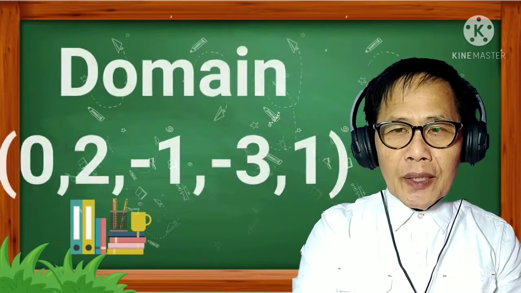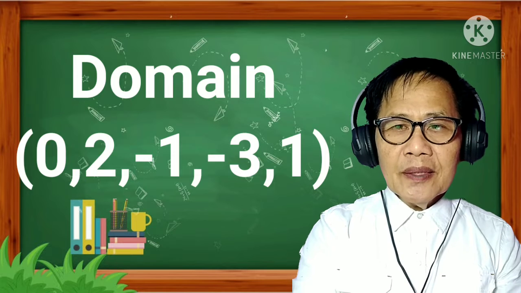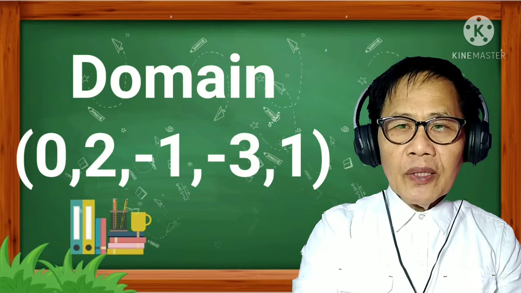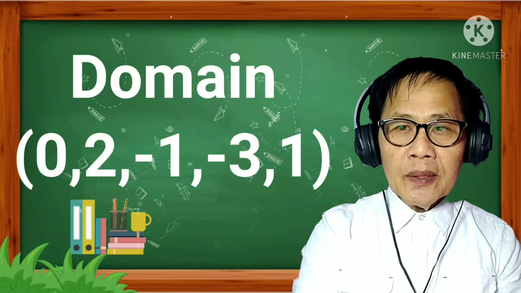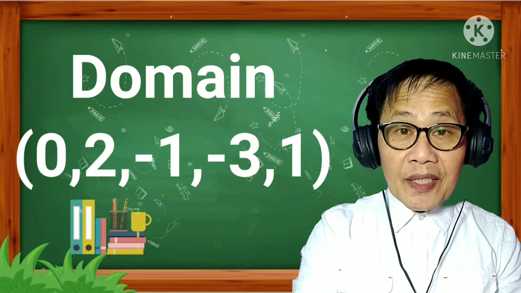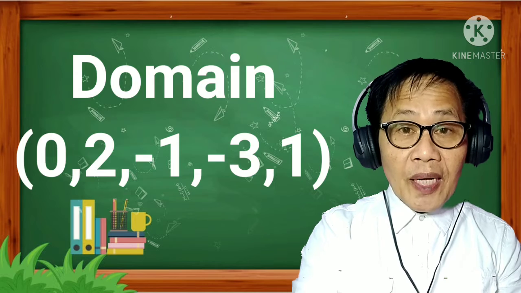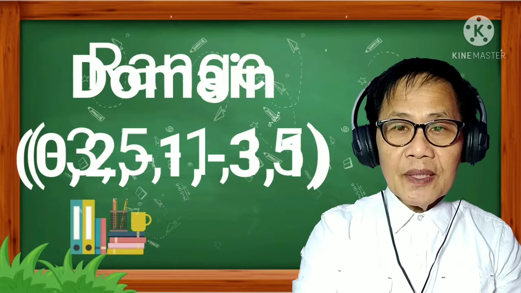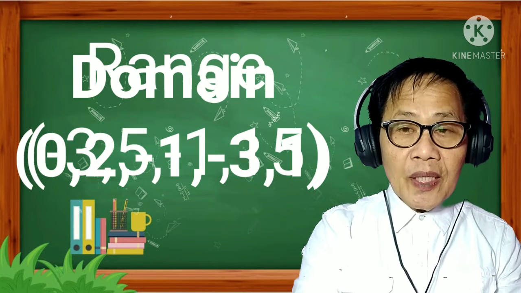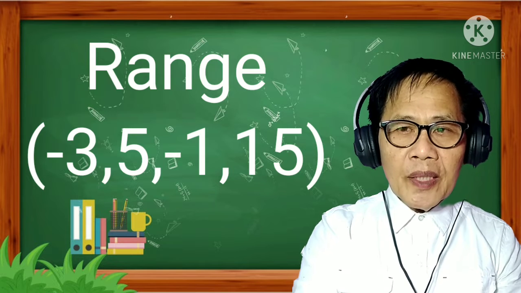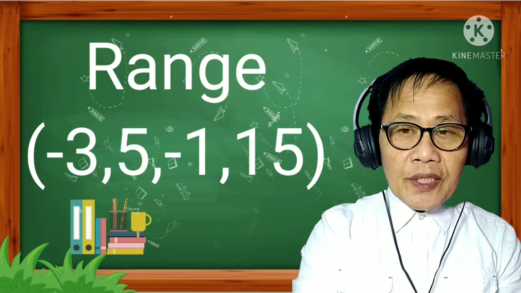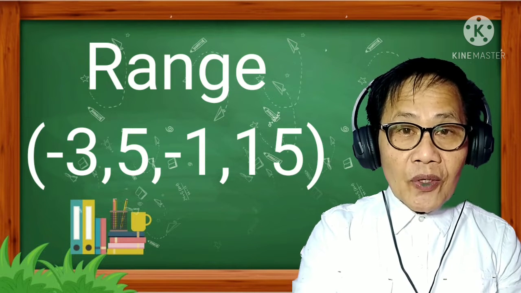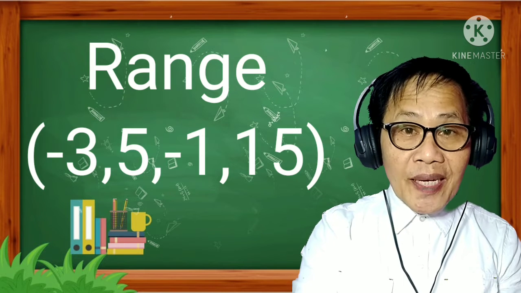So for sure, you can determine the domain. The domain is 0, 2, -1, -3, and 1. These are what we call the x values or the abscissa. The range is -3, 5, -1, and 15. These are the y values or what we call the ordinate of a function.